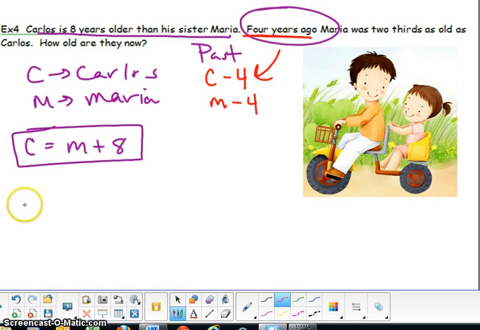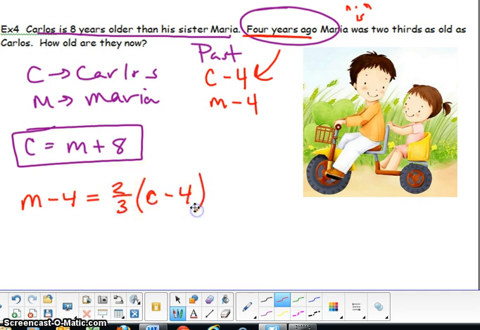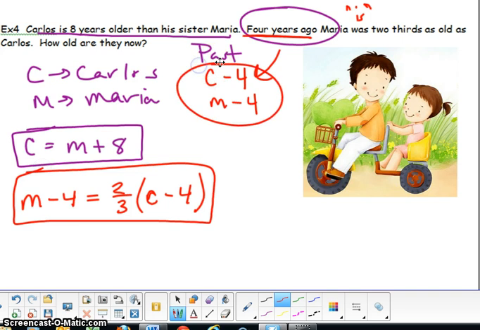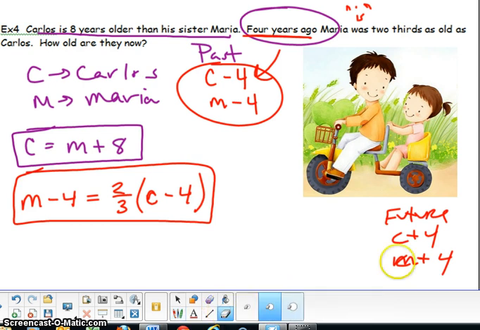Maria, so we would start with M minus 4, because that's Maria 4 years ago, was, there's another way to just say is, or our equal sign, 2/3 as old as Carlos. So again, Carlos, 4 years ago, we have to put there as well. So those are our two equations. And again, the tricky part is the 4 years ago. If it was 4 years in the future, you would just use C plus 4 and M plus 4. So keep that in mind for future examples.